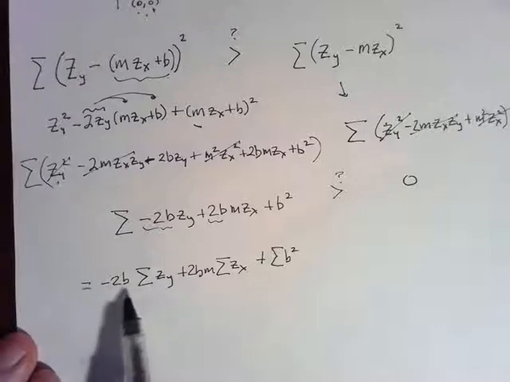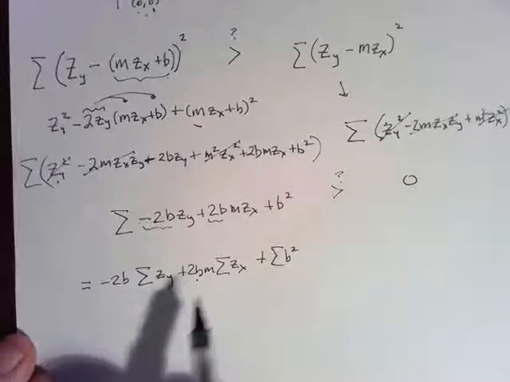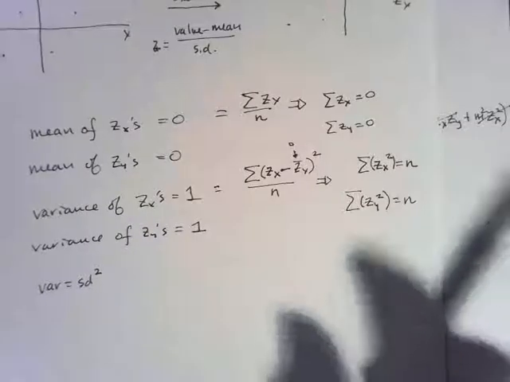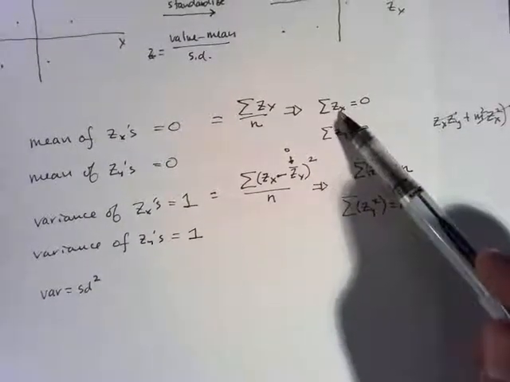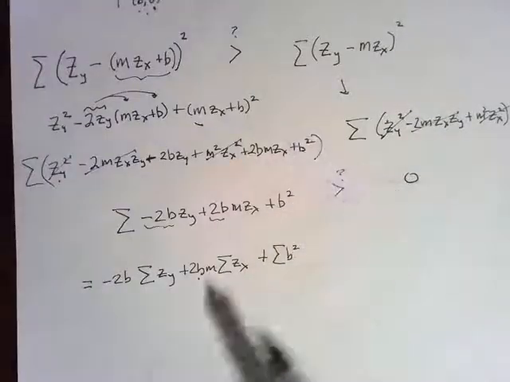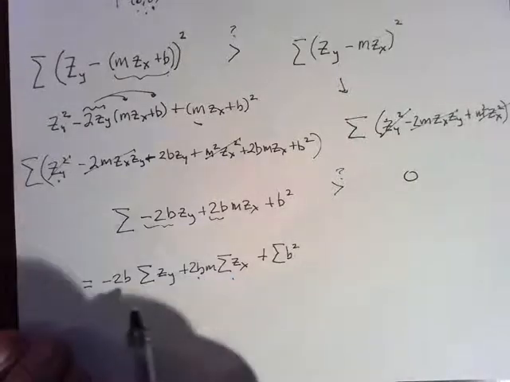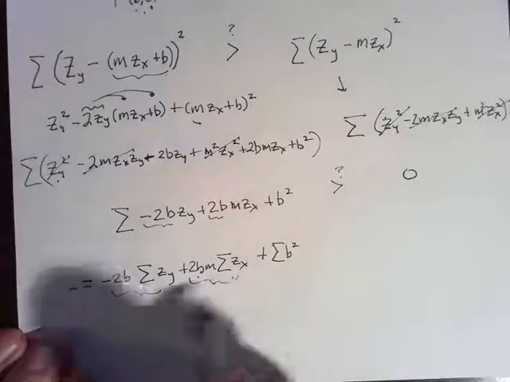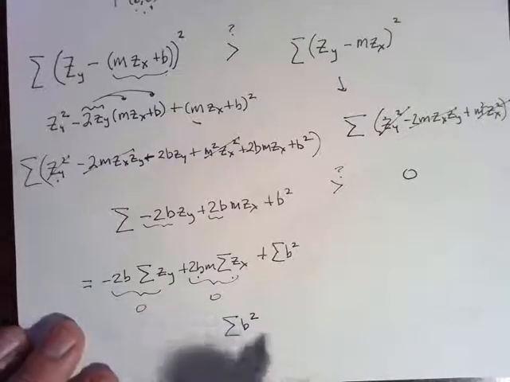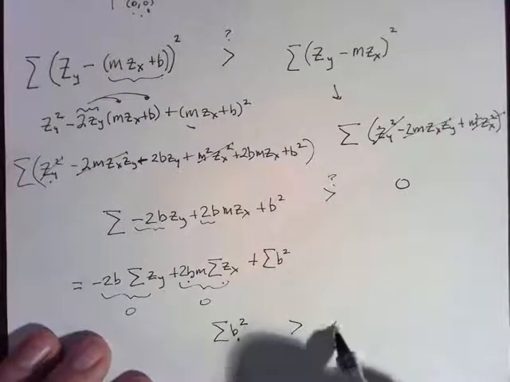This negative here, b might be negative, m might be negative, these might be negative numbers, but that doesn't matter, because if I go back to my very first sheet here, the sum of the z-scores is 0 for both x and y. And here I have the sum of the zx's, the sum of the zy's, and so this is a 0, this is a 0, and so I get sum b squared. This is definitely positive because I'm squaring a real number. So in fact this is greater than 0.